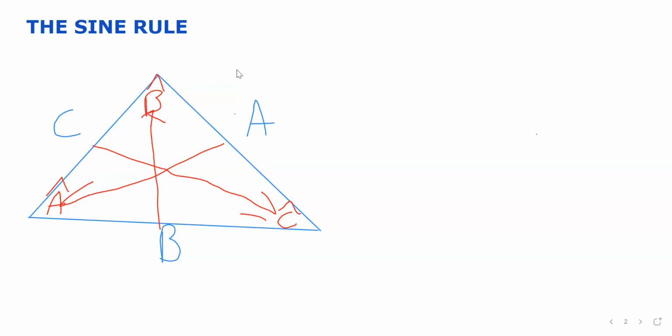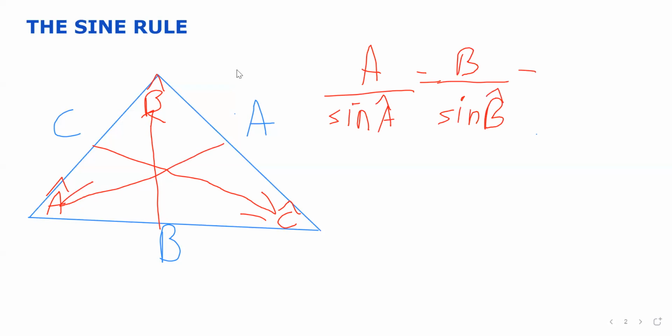That's what a pair is. And all the sine rule is just ratios, equivalent ratios for each pair. So it goes like this: A over sine the angle at A is equal to B over sine the angle at B, and that is also equal to C over sine the angle at C. So that is the sine rule, right?